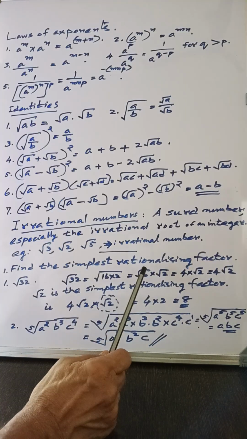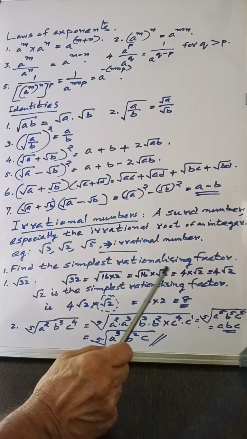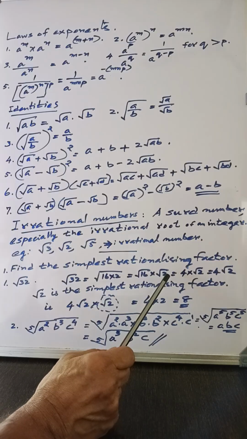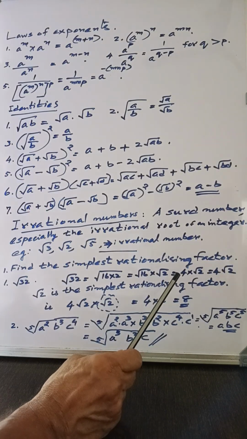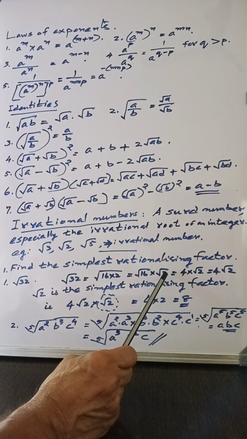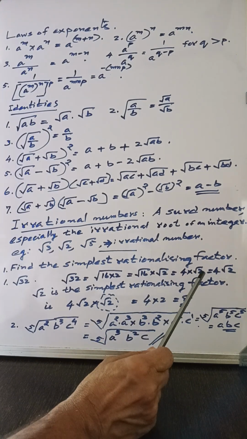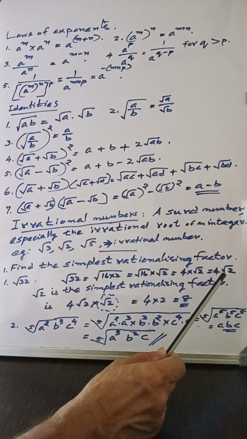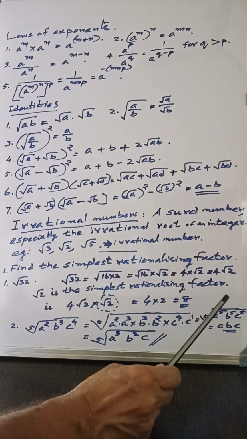Root 16 is a perfect square and we can write it as 4. But root 2 is not a perfect square. Therefore, root 2 is the simplest form, it is a prime number. The only even prime number is 2. Root 2. Therefore, 4 into root 2, 4 root 2. The simplest rationalizing factor is root 2.